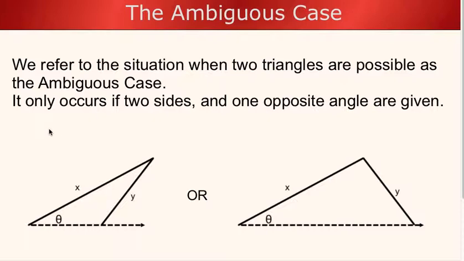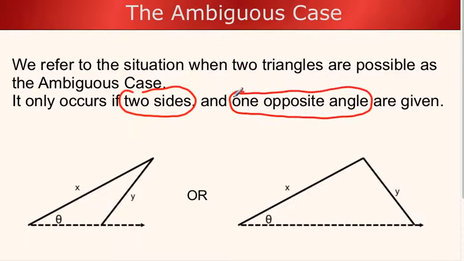Here's where it happens. This is called the ambiguous case of the sine law. It only occurs if there are two sides given. It only occurs when there are two sides given and one opposite angle. Okay, so notice two sides are given and one opposite angle.